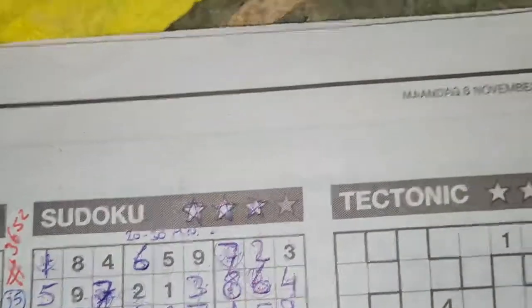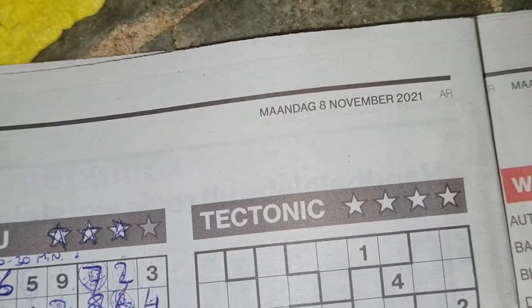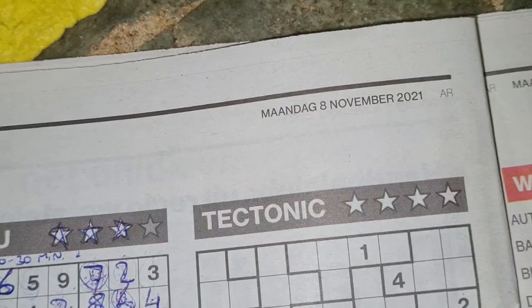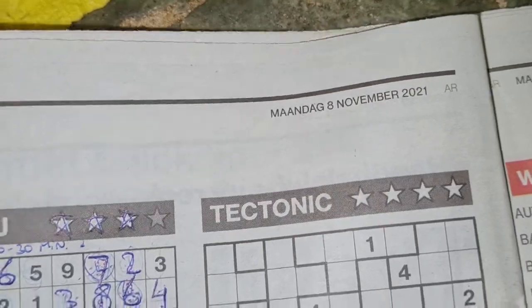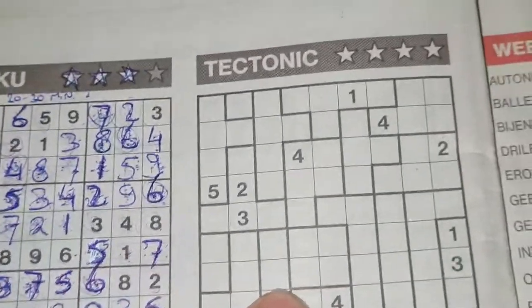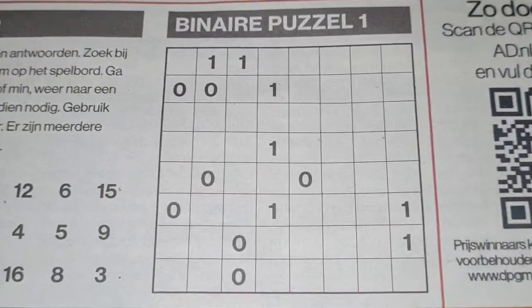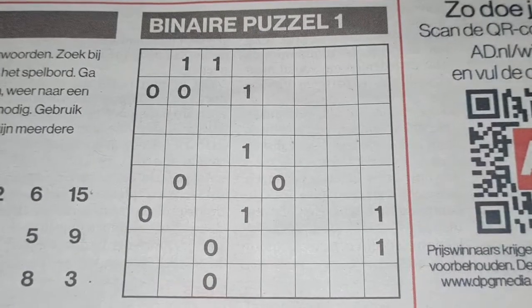In today's daily additional of the daily newspaper on Monday, November the 8th, 2021. I've already solved one puzzle. Two puzzles are left: the tectonic with 4 stars and a binary puzzle. First, we will solve this baby.